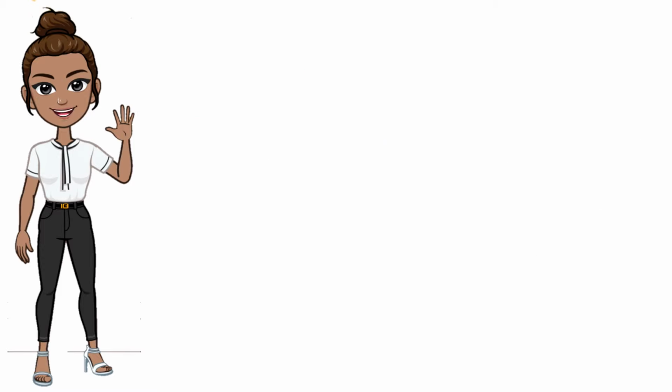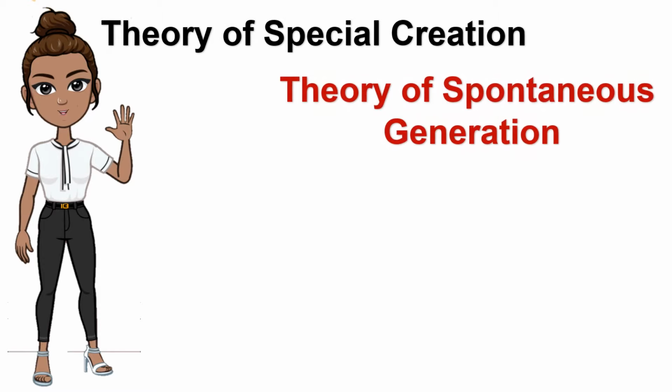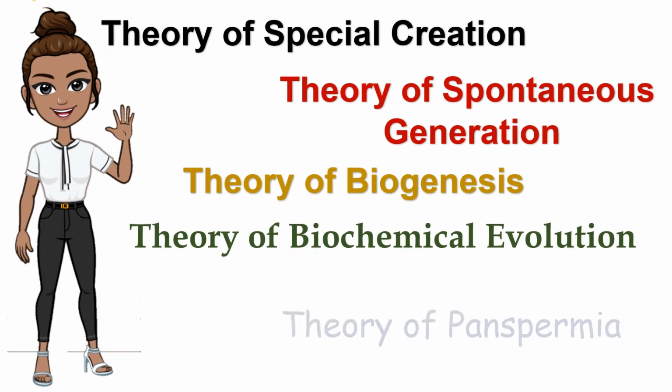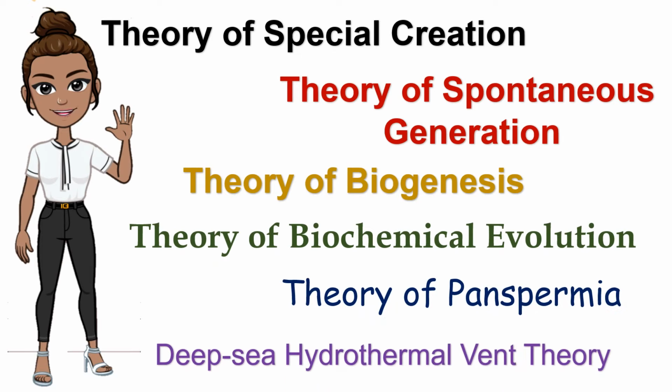There were many theories inferred by different scientists on the origin of the universe. A few of these are the theory of special creation, theory of spontaneous generation, theory of biogenesis, theory of biochemical evolution, theory of panspermia, and deep-sea hydrothermal vent theory. These theories may or may not have scientific basis. Some believe that organisms were put on Earth by some divine forces, according to Kanoy 2016, while others say that life did not originate from Earth but from other celestial bodies. Among the scientists, the most accepted theory is that life came from lifeless matter.